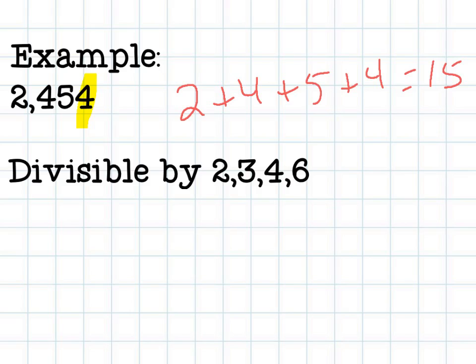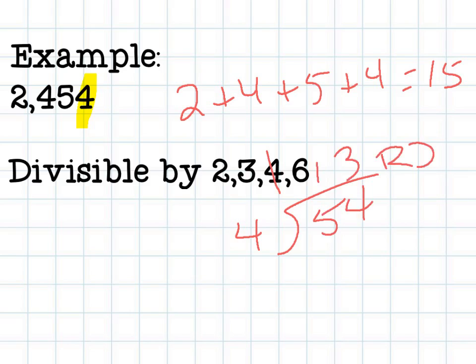You should have been able to determine that it's divisible by 4. Actually, it's not divisible by 4 because 4 does not go into 54. 4 goes into 5 one time, 4 goes into 14 3 times with a remainder of 2. So it is not divisible by 4. It is divisible by 6, however, because it is divisible by both 2 and 3.